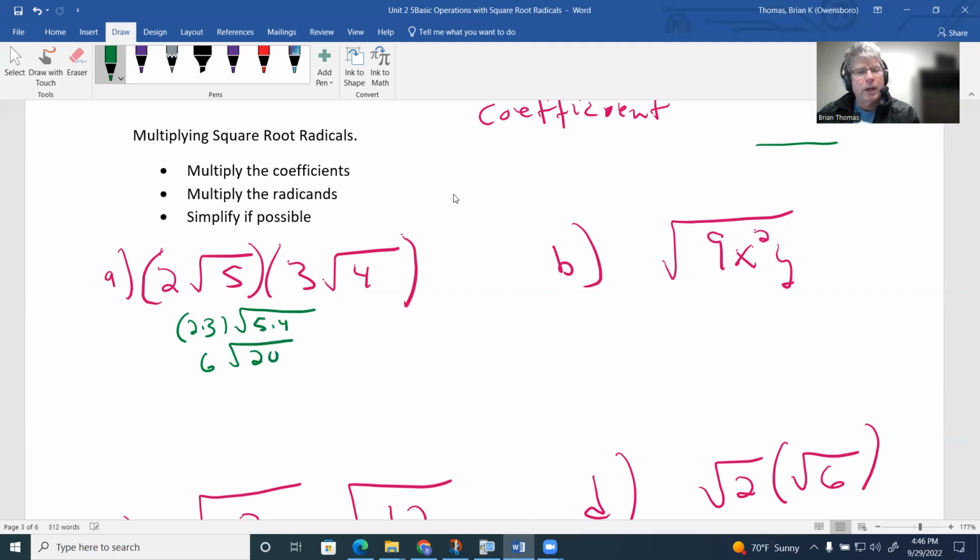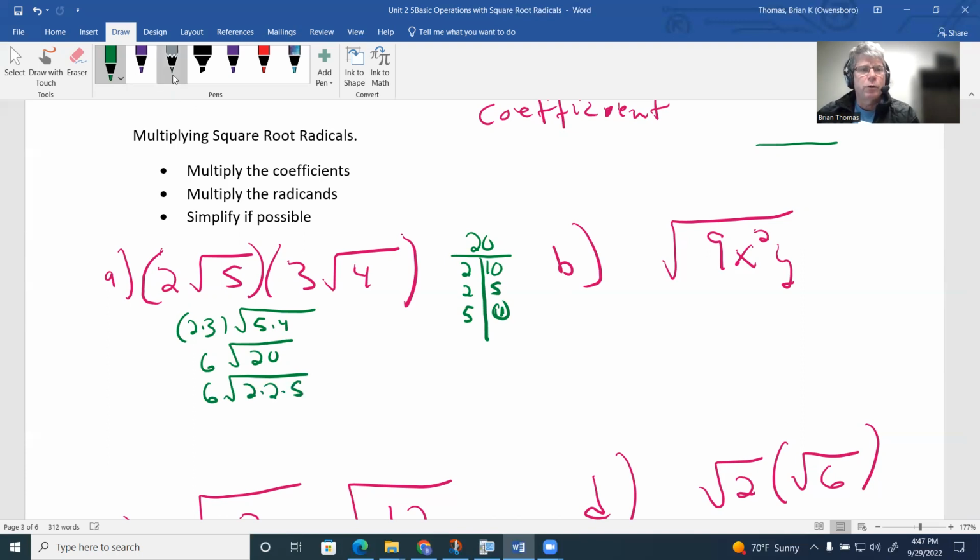Now, before I stop, I got to make sure the square root of 20 is simplified. And I think we recalled earlier that can actually be broken down. So again, using my prime numbers, 2 would go into 20 10 times, 2 would go into 10 5 times, and 5 would go into 5 1 time. So the square root of 20 does break down. So it's going to be 6 times then 2 times 2 times 5.